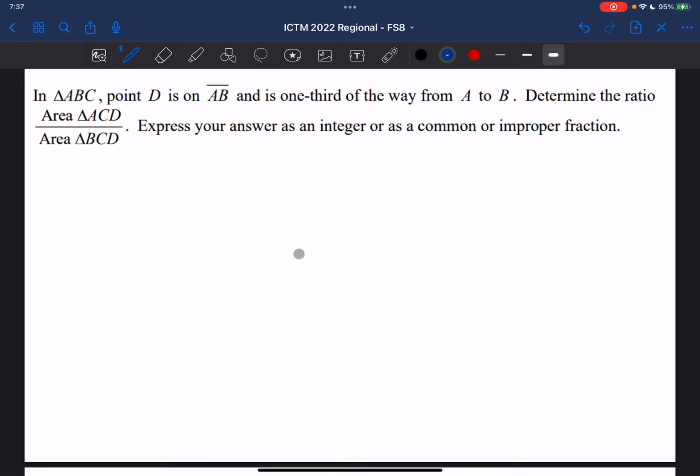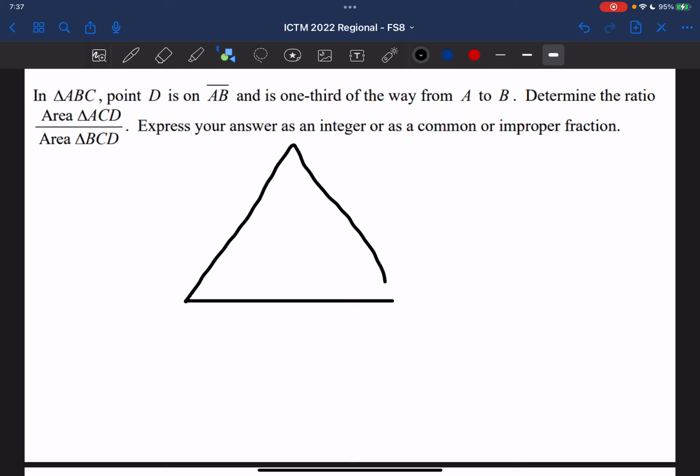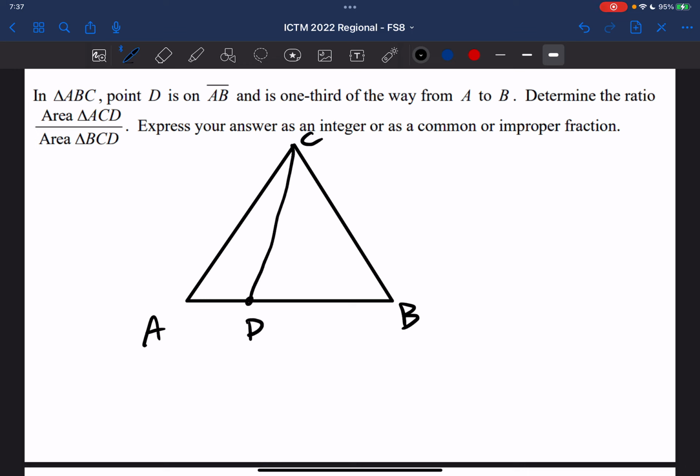In this problem, we've got triangle ABC. So AB, let's call it the base, and we've got point D right here. Now it says that D is 1/3 of the way from A to B. So that means let's call AD 1 and DB 2. So we want the ratio of the area of ACD to BCD.